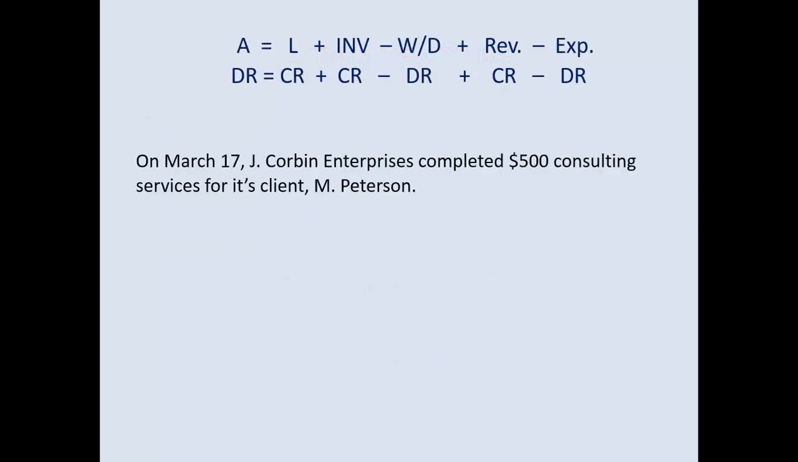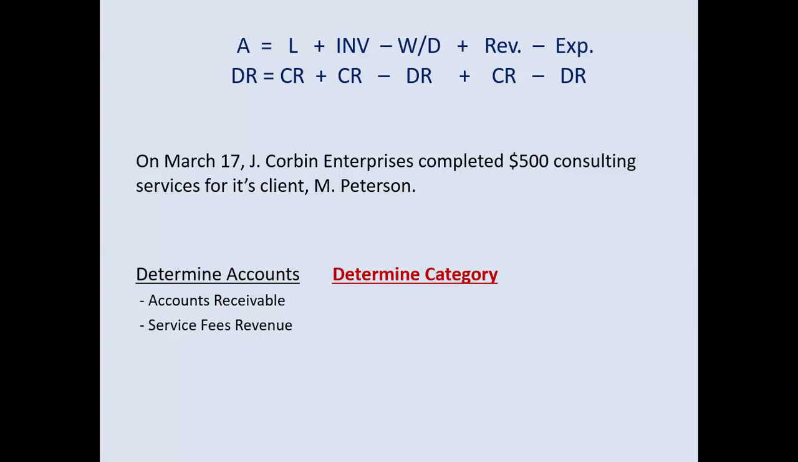March 17, Jay Corbin Enterprises completed $500 of consulting services for the client M. Peterson. Determine the accounts. Determine the category. Is it going up or down? Well, accounts receivable is going up because they have not paid you yet. This is when you record the bill. But you've done the work, so you can record the revenue, and revenue is going up. Okay, so what do I debit and what do I credit? Well, the asset, accounts receivable, is going up with a debit, and the revenue is going up with a credit.